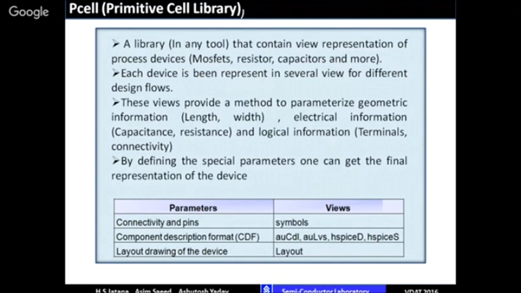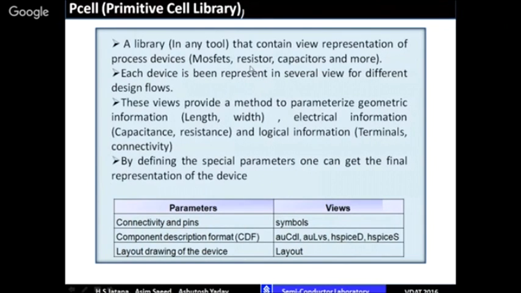A P cell is known as a primitive. It's a parameterized cell. It will have the information about the symbols. It will have a CDF, and it will have entire information about the length, width, electrical information like what is the capacitance, what is the resistance, and some logical information, terminals, how to connect the terminals for a transistor, also for an active component also, and for a passive component also.